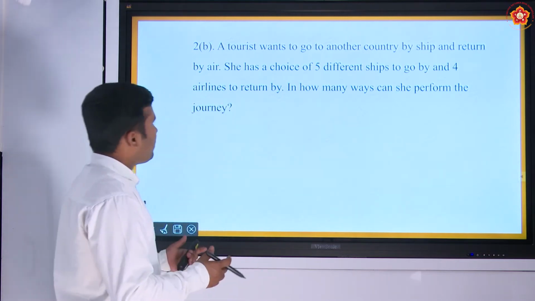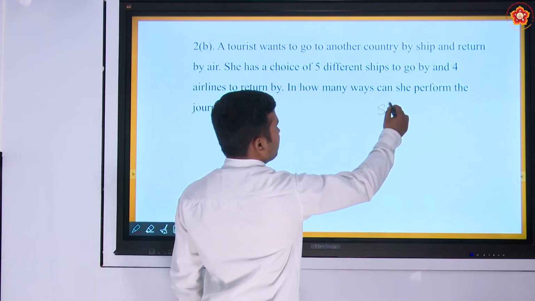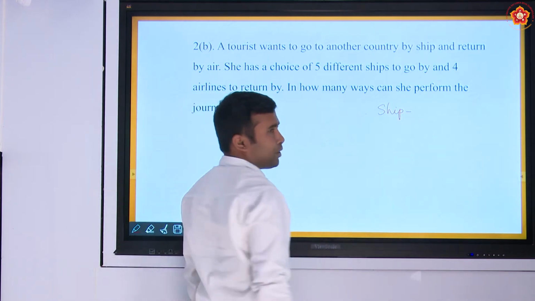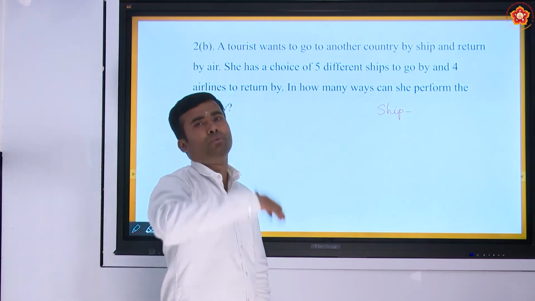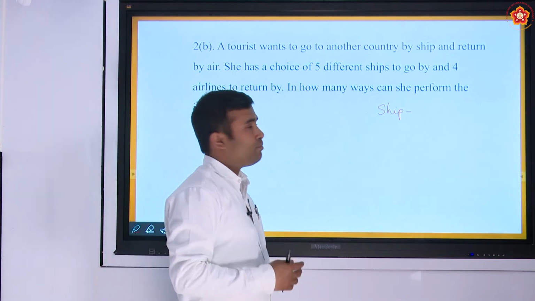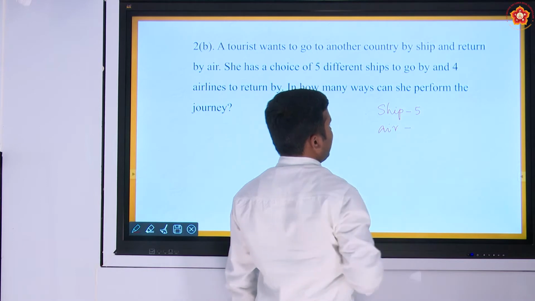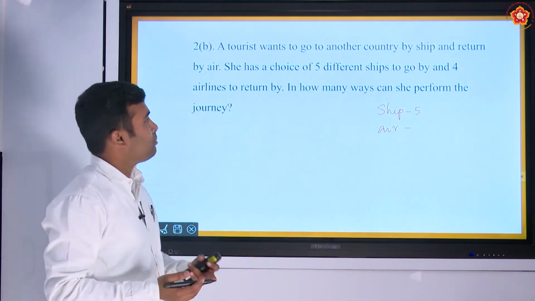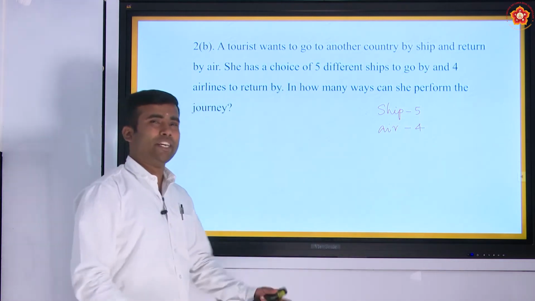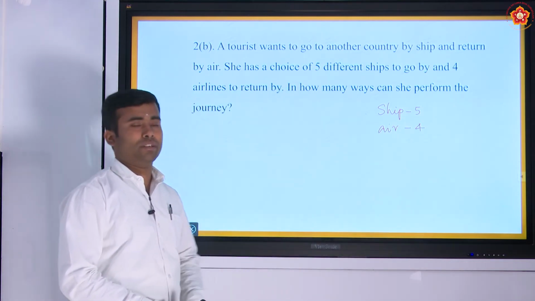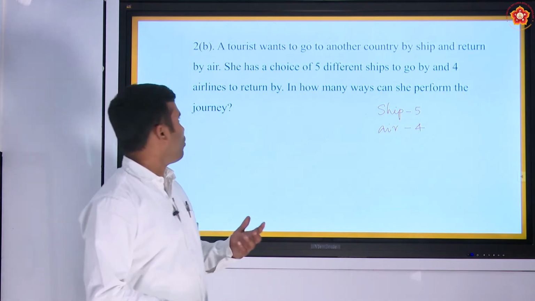So, how many total ways? One is she can go by ship in 5 different ways, means you can assume 5 different routes by ship, and she can return by airplane in 4 different ways. Then how many ways can she perform the journey?